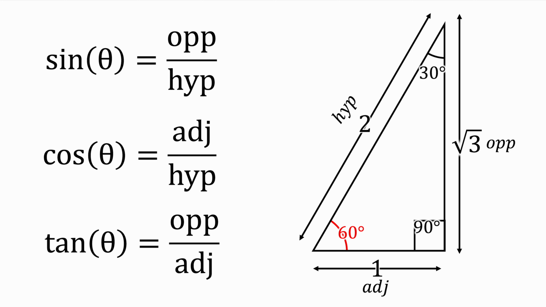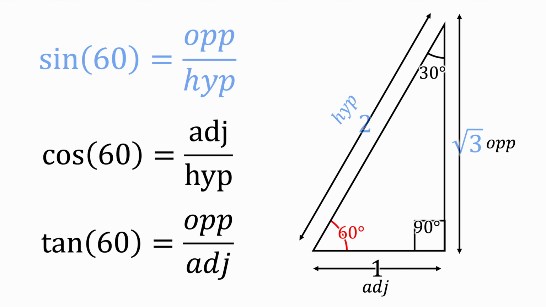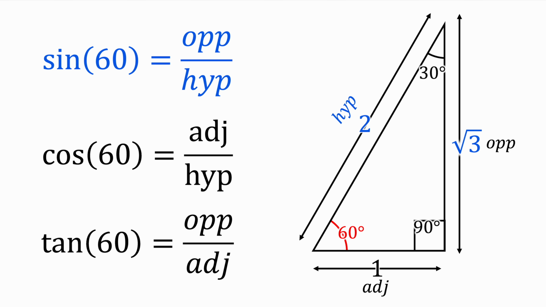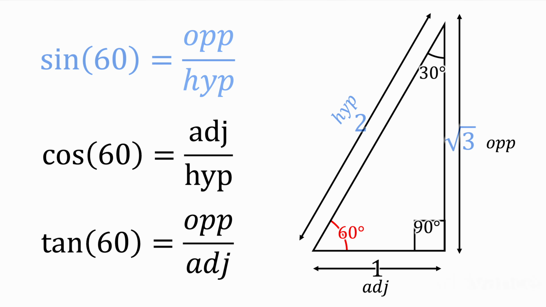So we started with the equilateral triangle, we cut it in half, and then we figured out what each side and each angle was. Now this is really helpful, because this can help us tell the sin, cos and tan of 60 degrees and 30 degrees really easily. So sine of 60 is the opposite over the hypotenuse. The opposite over hypotenuse is root 3 over 2.